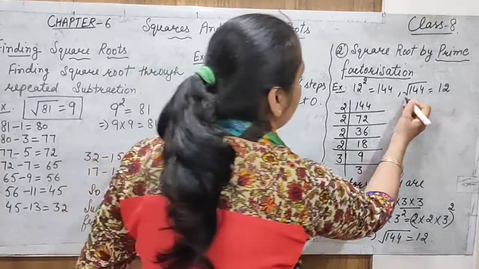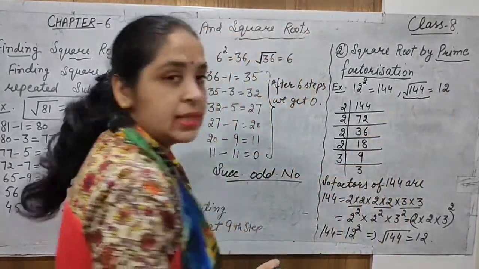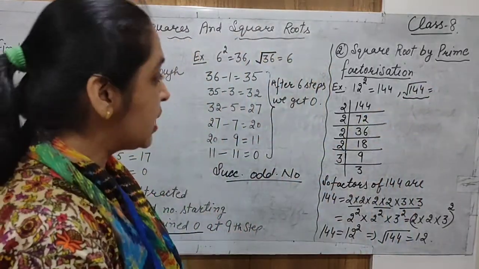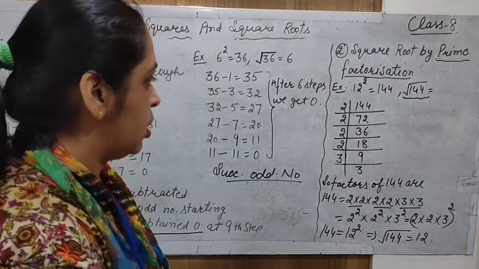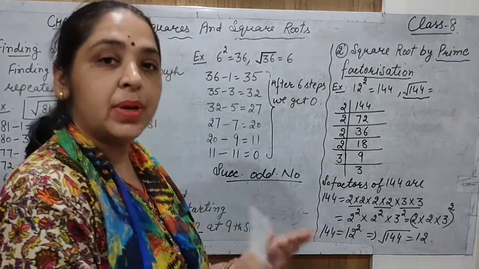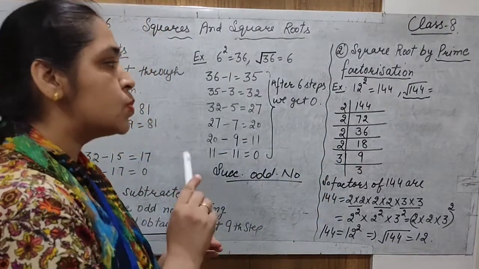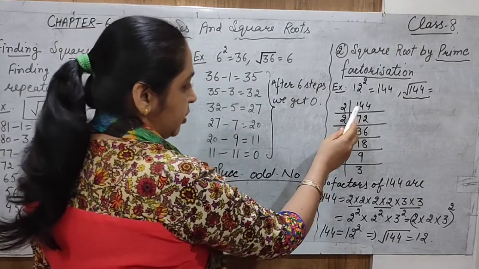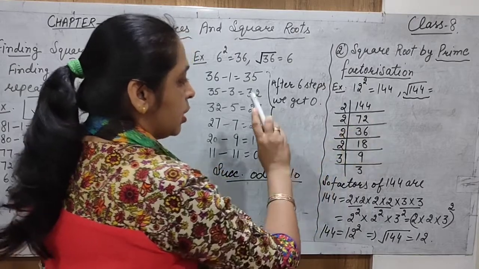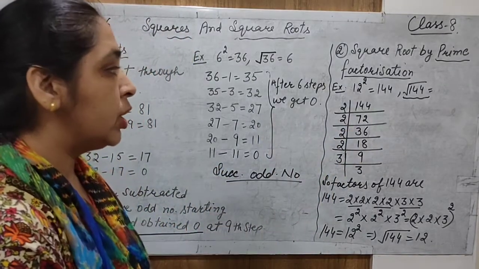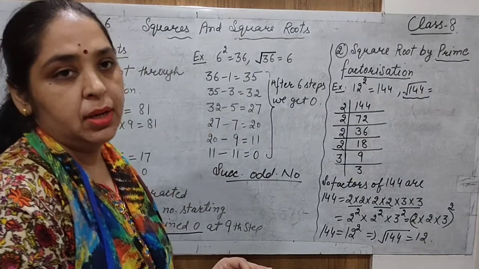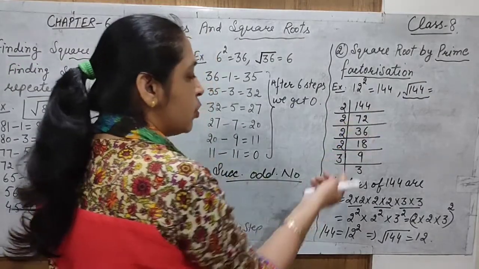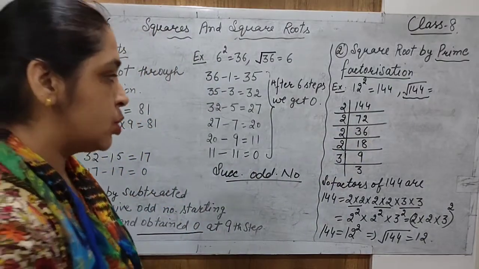Suppose only this question is given. You have to find the answer. How can we find it? Now using prime factorization also. Factorization means breaking the given number into its smallest factors. So let us start with 144. Divide 144 by the smallest number. The smallest prime is 2, and because this is an even number, we can divide it by 2.